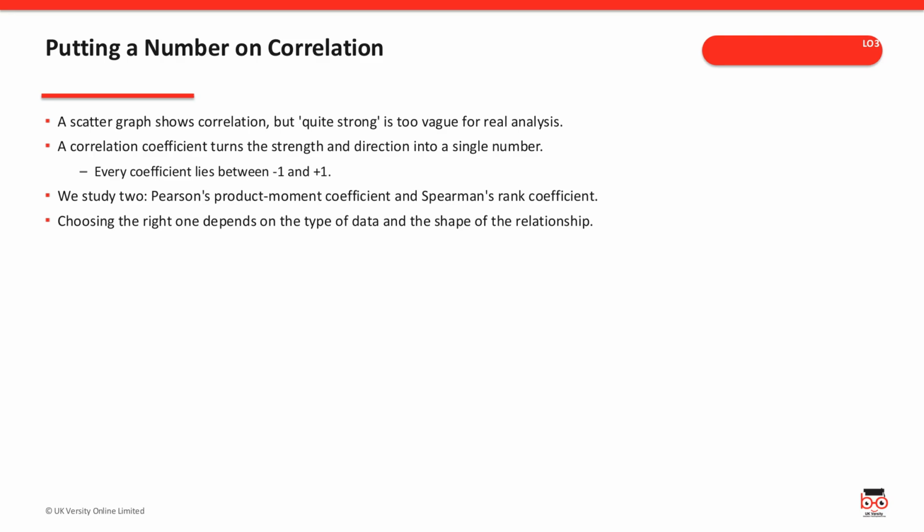A scatter graph is a great start, but describing a relationship as quite strong is far too woolly for serious analysis. A correlation coefficient boils the strength and direction down into a single number, and every one of them lives between -1 and +1. We'll study two: Pearson's product moment coefficient and Spearman's rank coefficient. Which one you choose depends on the type of data and the shape of the relationship.